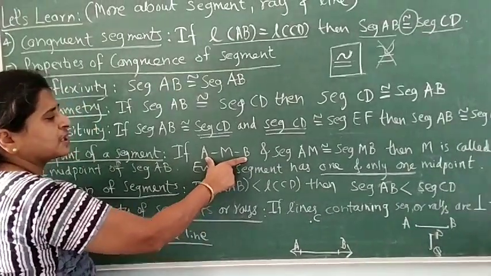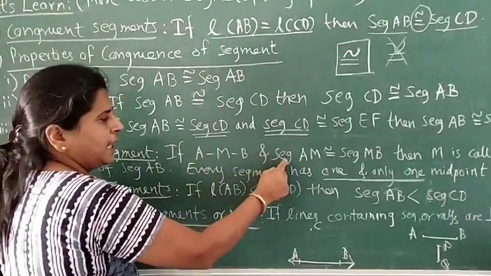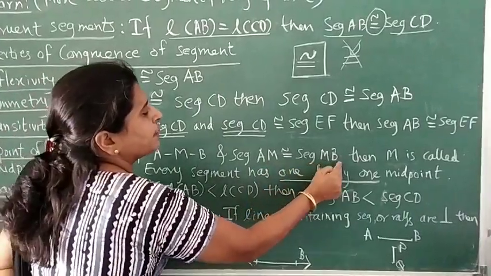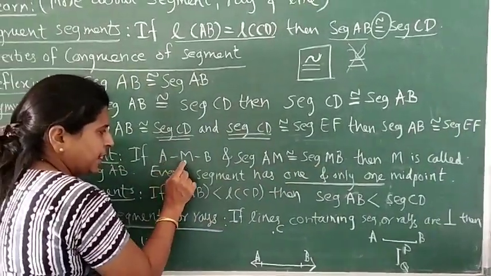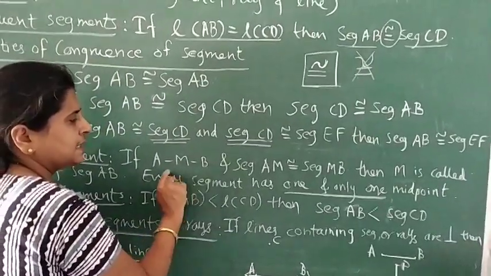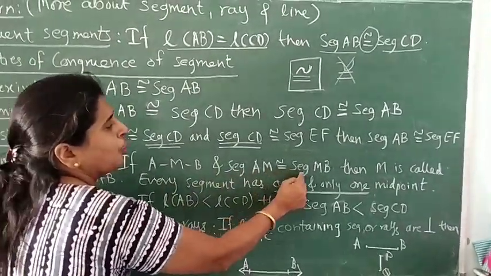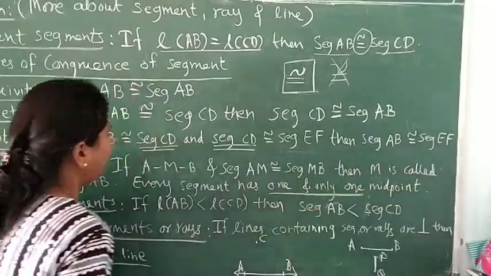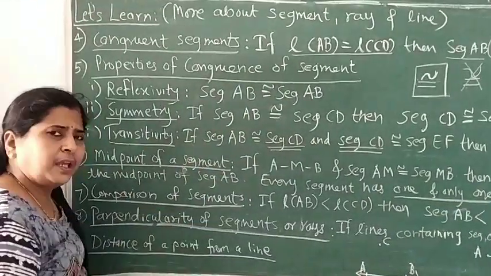And this is the situation of betweenness. Segment AM is congruent to segment AB. Means the distance between A and M, and M and B, is exactly the same. These lengths are equal. Segments are congruent. In that case, M is called the midpoint of the segment AB.